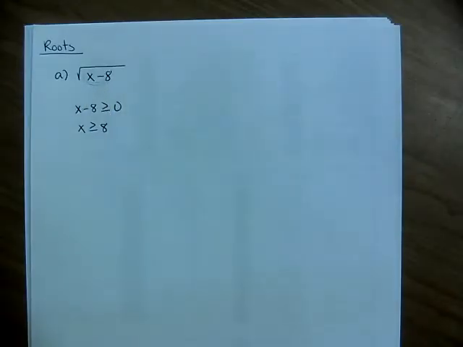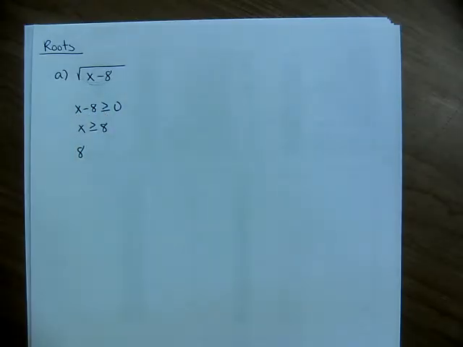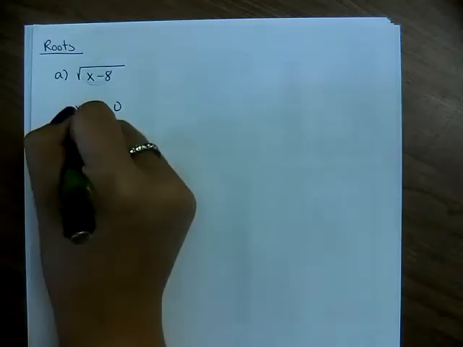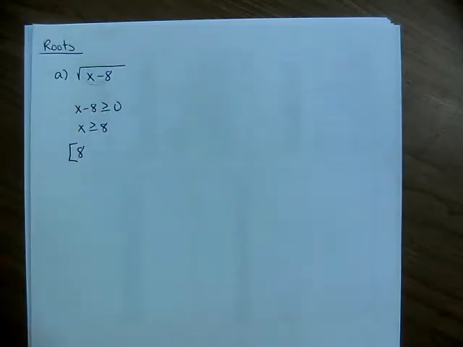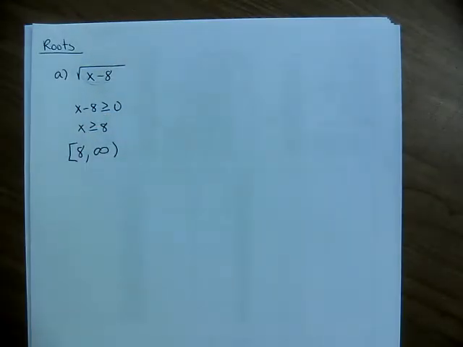So now how do I write this in interval notation? Remember, the smallest number goes on the left. So what's the smallest x can be? 8. So that's where I start. Is it included or not included? Included, so I get a bracket there. What's the largest x can be? Infinity. So it's going to infinity, and I have a parenthesis there.